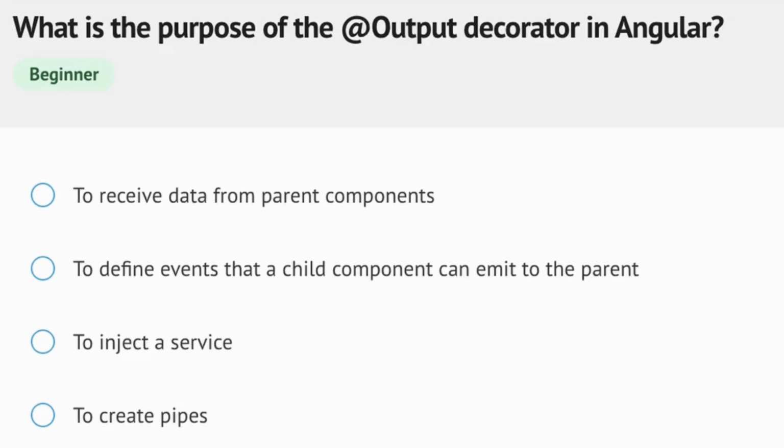What is the purpose of the output decorator in Angular? The output decorator in Angular is used to define custom events that a child component can emit to the parent component. It allows for communication between components, where the child can send data or signals to the parent using event emitters. This is crucial for managing interactions and data flow in Angular applications.